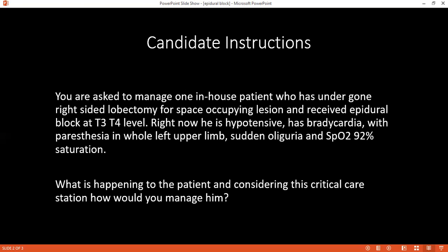Okay, can you please tell me why is it important to test for the temperature sensation rather than pain? Because in epidural block, temperature sensation fibers are blocked faster than the pain fibers, so I will use temperature sensation because it is fast to detect. Okay, can you please tell me in case of epidural block, how would you differentiate it from a hypovolemic shock?